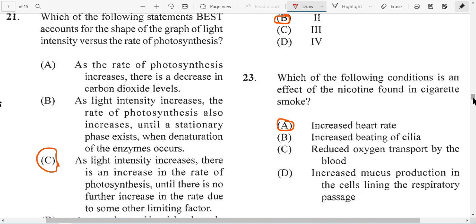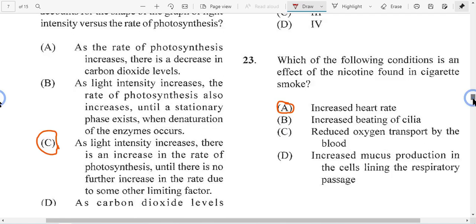Increased cilia beating, that is going to come after the heart rate would have been increased. And reduced oxygen transport by the blood, that is going to be the carbon monoxide that is associated with it. And of course, increased mucus production, that is going to be the tar that is associated with cigarette smoking. So again, A is our answer for question 23. And we move on down to question 24.